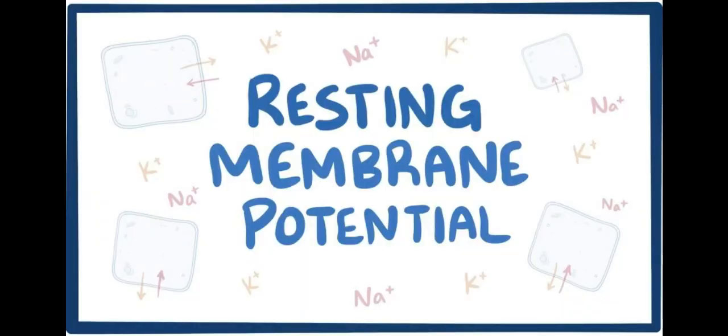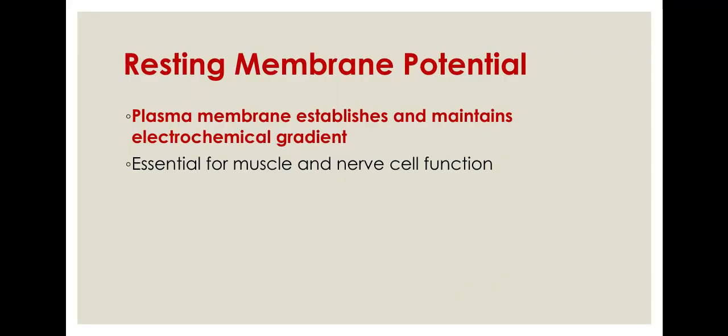Okay, switching gears almost entirely, but dealing with that sodium potassium pump, moving ions, let's talk about resting membrane potential. So, the plasma membrane can establish this electrochemical gradient. And that difference in charge from inside and outside of that cell is essential for muscle and nerve function to happen.